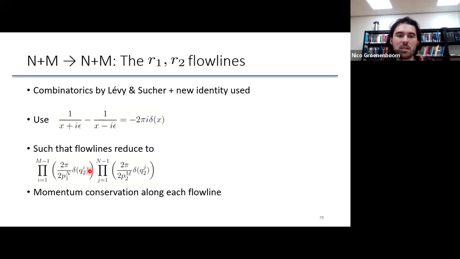So what we see is that the R1 and R2 flow lines actually reduce to momentum conservation along each flow line. So momentum conservation for each particle. And this is what was desired within the eikonal formulation, where all of the particles had to exchange very little momentum. And this is achieved by carefully doing these combinatorics.